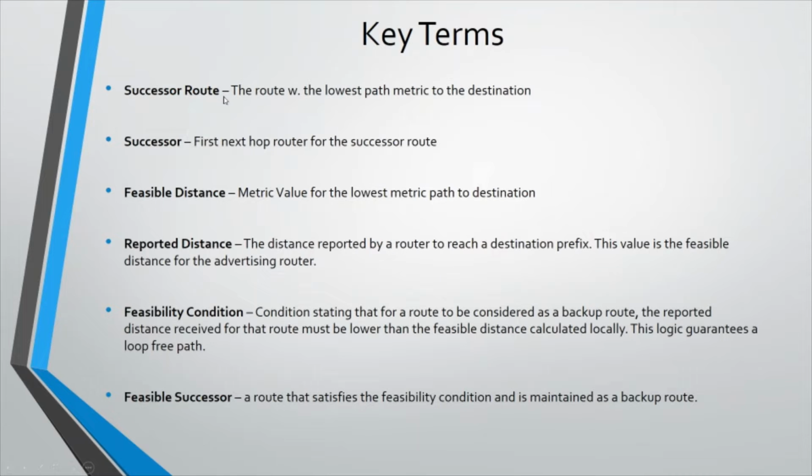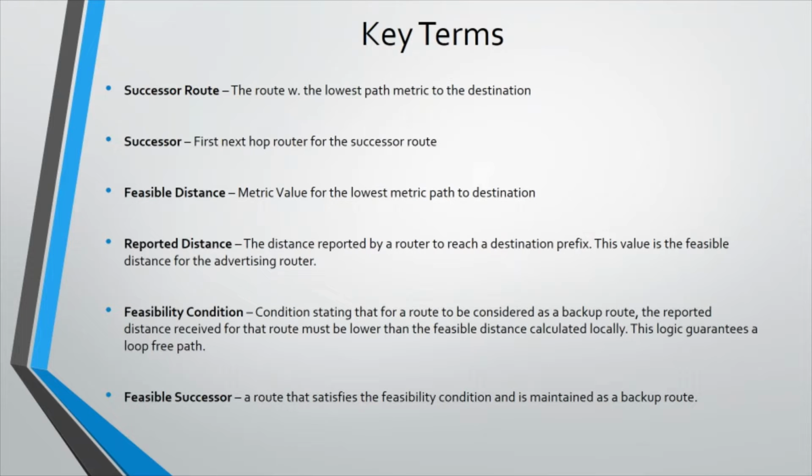So successor route. This is the route with the lowest path metric to the destination. Basically, this is what a router in an EIGRP system has determined as the best path to a target network. A successor refers to the next hop router for that successor route. So the next hop along the path that the router has determined as the best path. Feasible distance. This is the metric value for the lowest metric path to a destination. I'm going to go over reported distance and we'll come back to this in just a second.